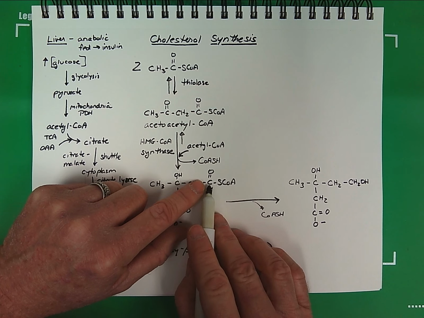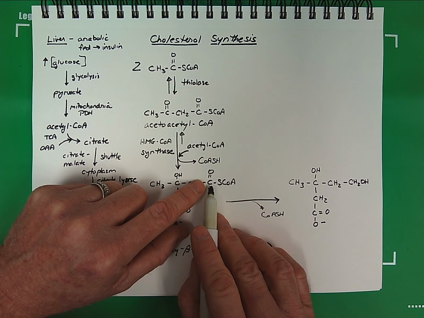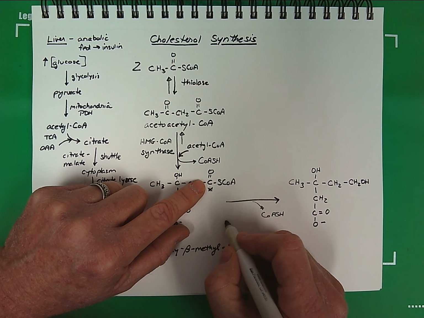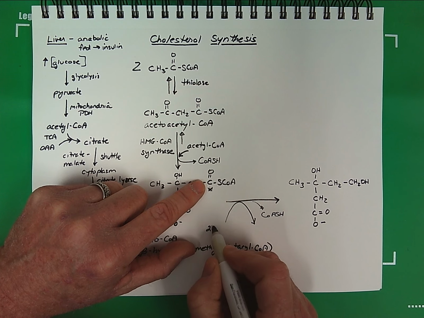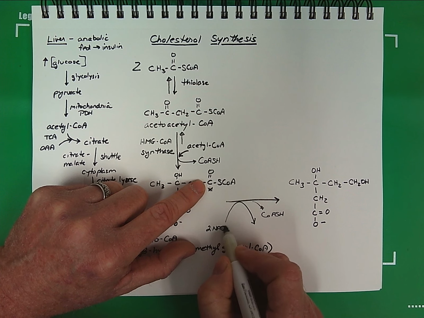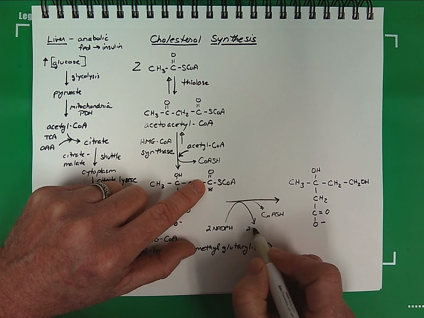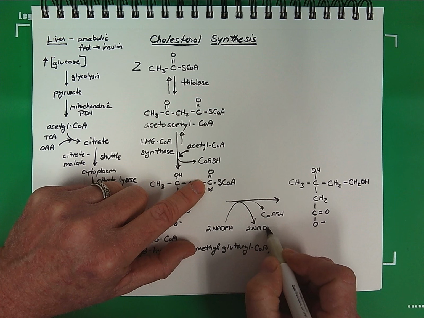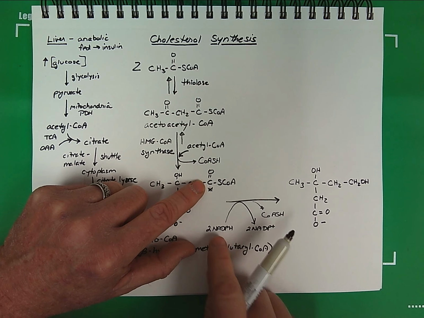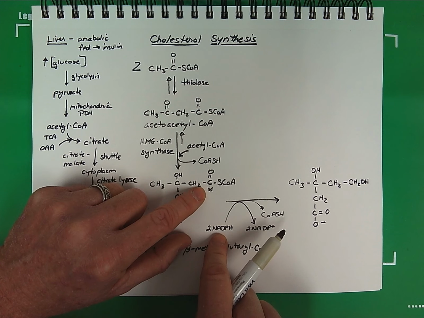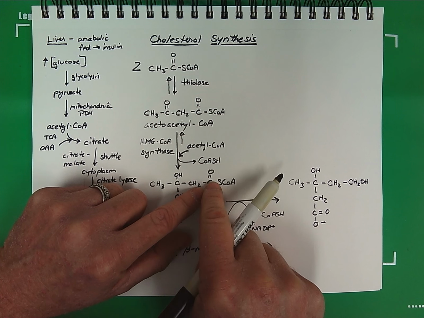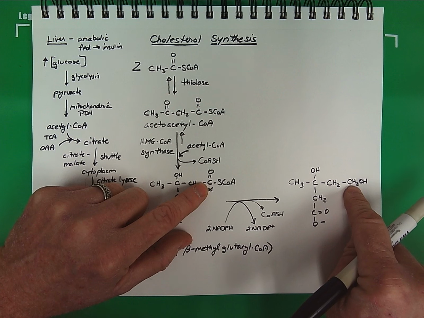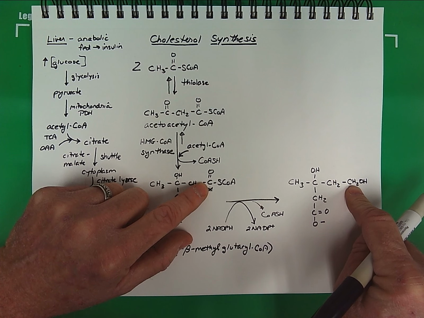In doing that, that leaves our carbon deficient in a total of 4 electrons. To fill this deficiency, what we are going to do is use the electrons from 2 NADPH. So in 2 successive reduction reactions, we are going to be adding hydrogen with 2 electrons to this carbon to give us our final structure of CH2OH.